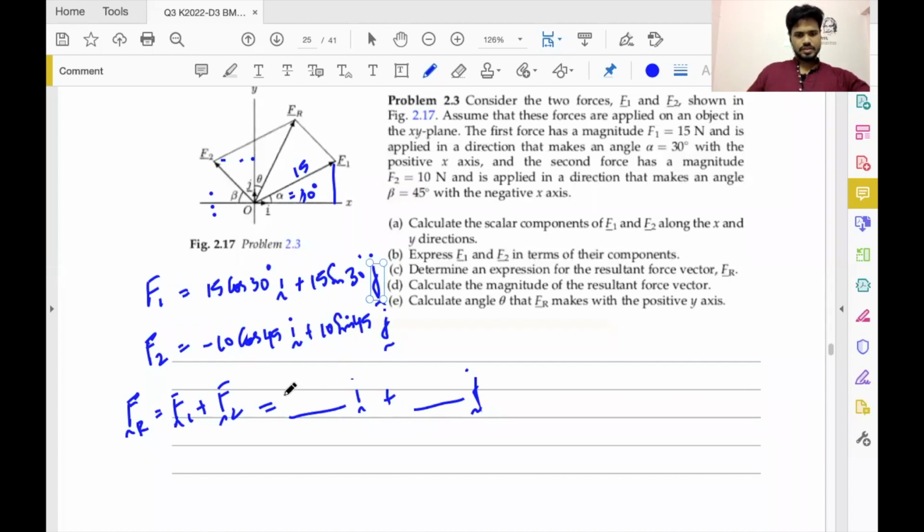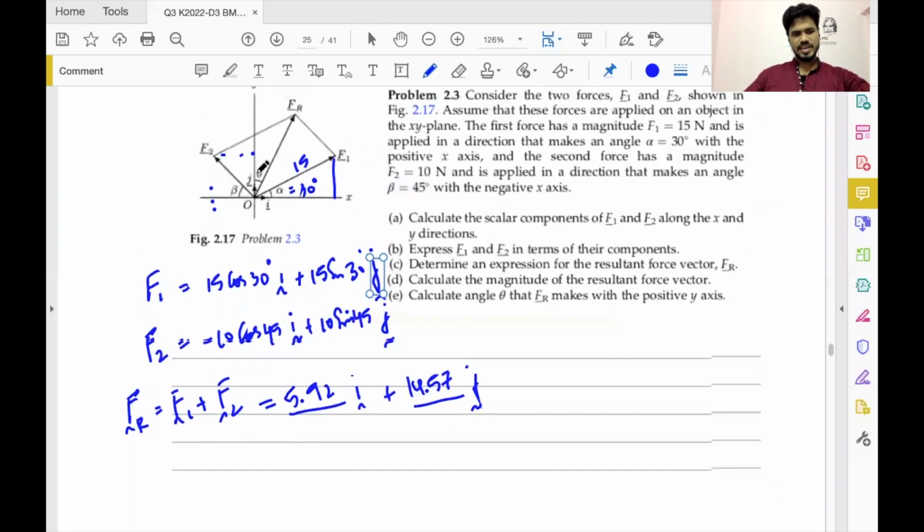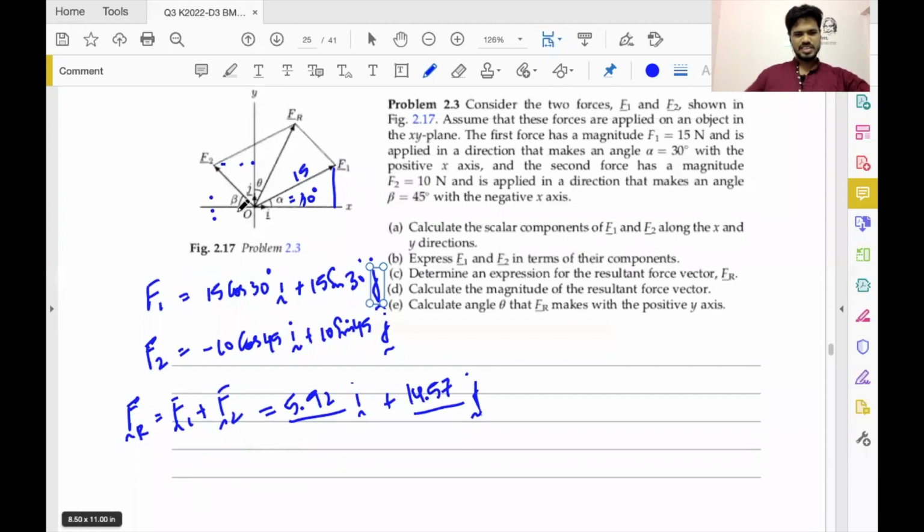5.92. Okay, 14.57. Adding these two, we get this component-wise. Given this, we can also find this angle theta. Notice when theta is defined with respect to the y axis, x component by y component will be tan theta. So theta will be tan inverse of the x component, that is 5.92 by 14.57.